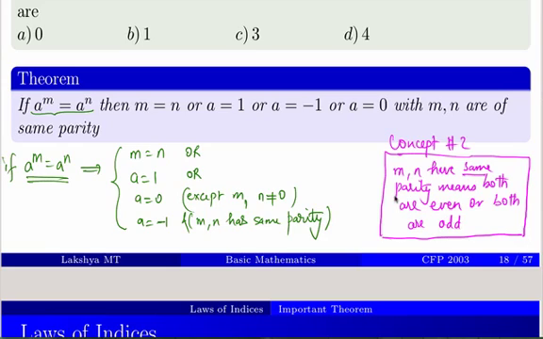What do you mean by opposite parity? Means m and n, if they are having opposite parity, that means if m is odd then n is even, if m is even then n is odd. That is what we mean by that. Okay, so this becomes very important. So this theorem is very important. That is what we have used in the previous problem.